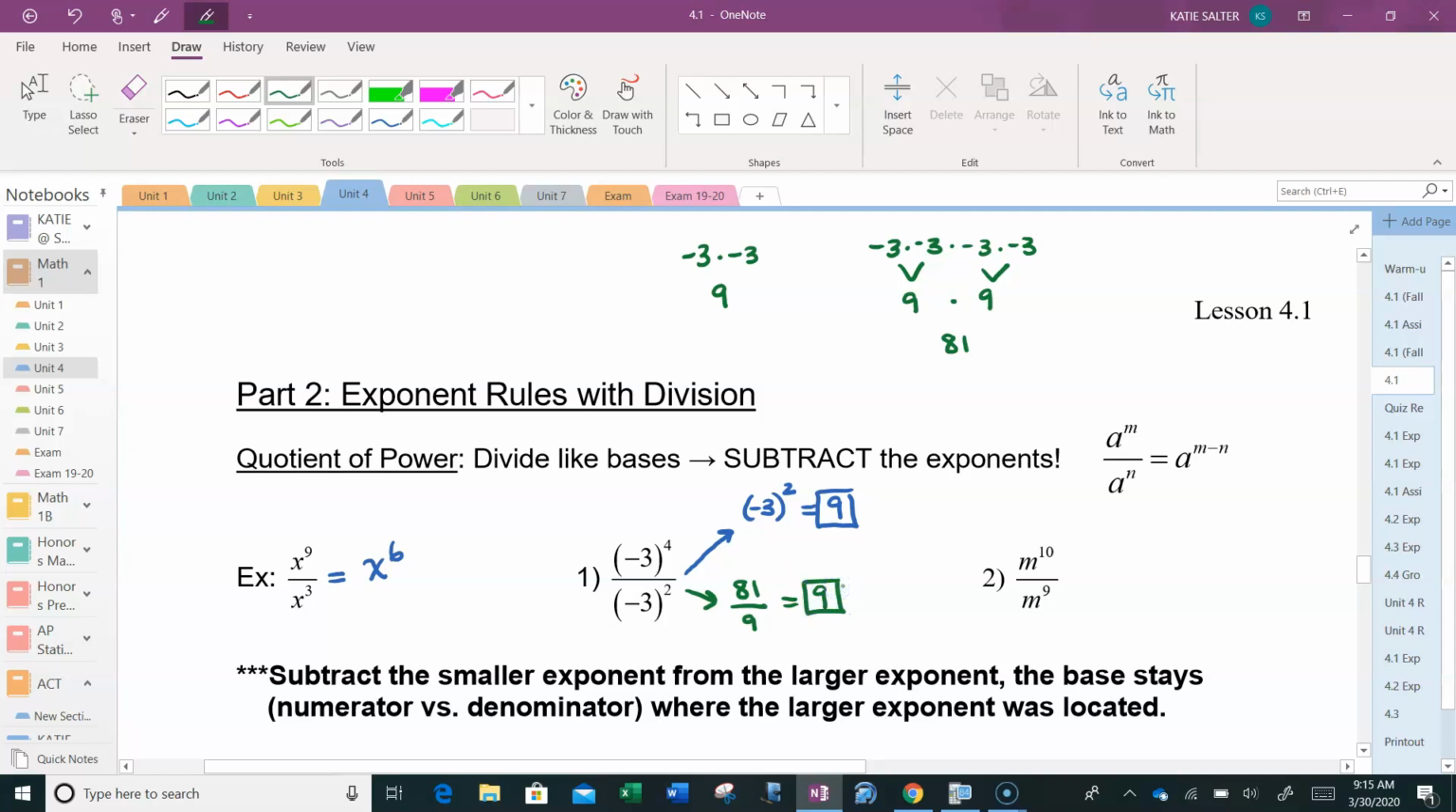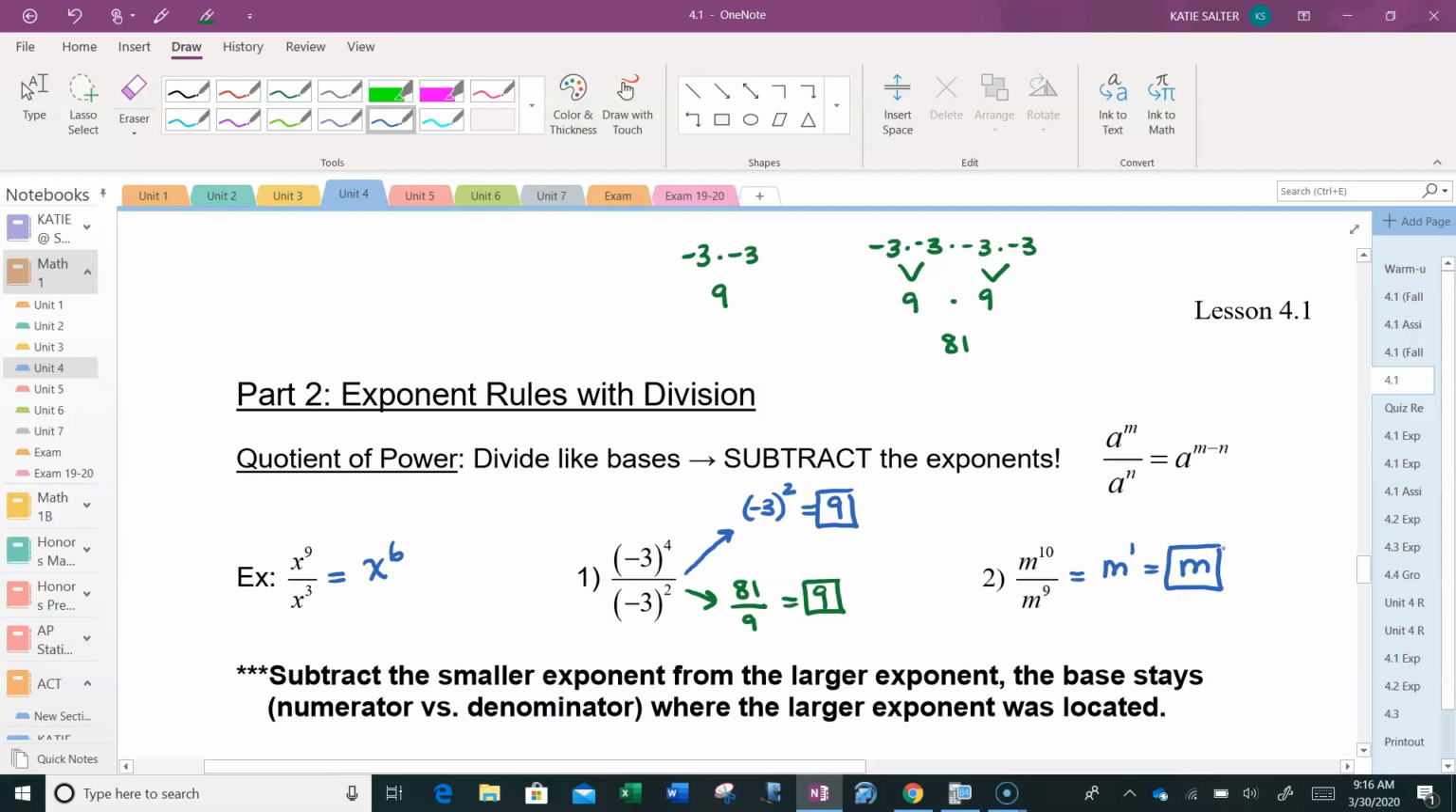And technically it doesn't matter which way you do it. It's just sometimes using the exponent rules when you recognize that you're dividing those like bases is going to be much quicker. And then for our last one here, we have m to the 10th divided by m to the 9th. So when we subtract those exponents, we get m to the 1st power, which is just m.